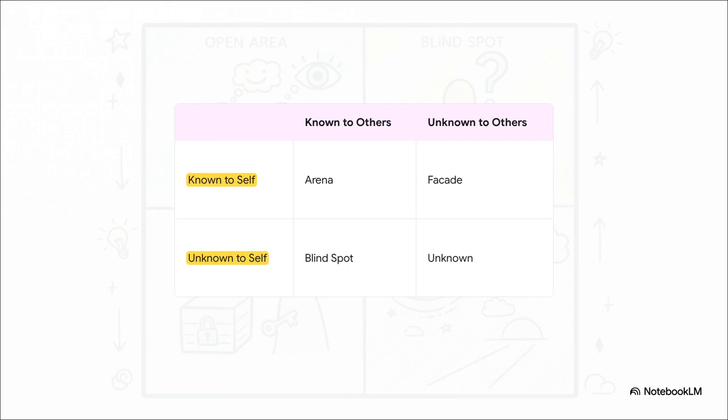Second is the blind spot. These are traits others clearly see in you, but you are completely oblivious to. Third is the facade, or your hidden self. These are the traits you absolutely know about yourself, but you actively choose to keep hidden from the world. And finally, the unknown. These are the underlying traits that neither you nor anyone else has discovered quite yet. Every single trait you possess lives somewhere in one of these 4 boxes.